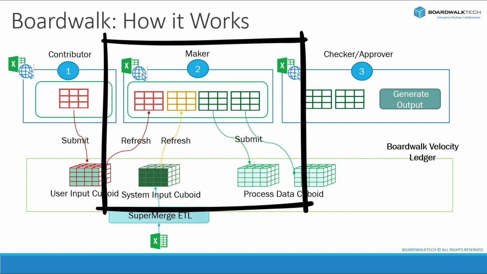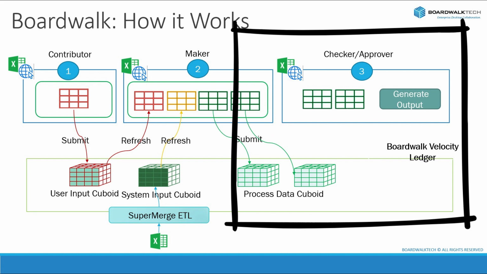The maker template incorporates two additional cuboids containing process-related data. These cuboids serve as platforms for the maker to analyze the inputs and provide insights. Upon completing their work, the maker has the capability to submit their outcomes to the process cuboids, thereby contributing to the ongoing process-related data within the system.